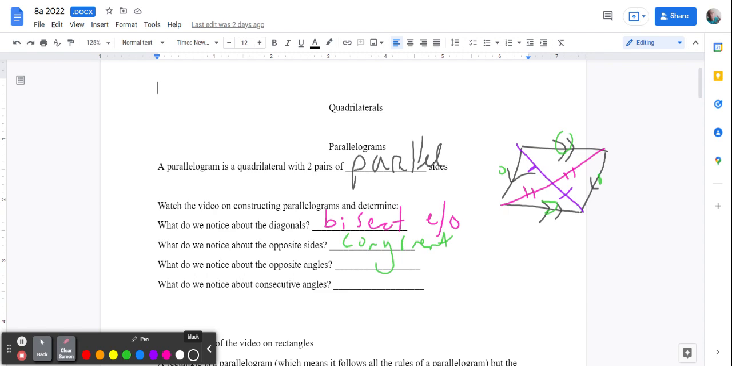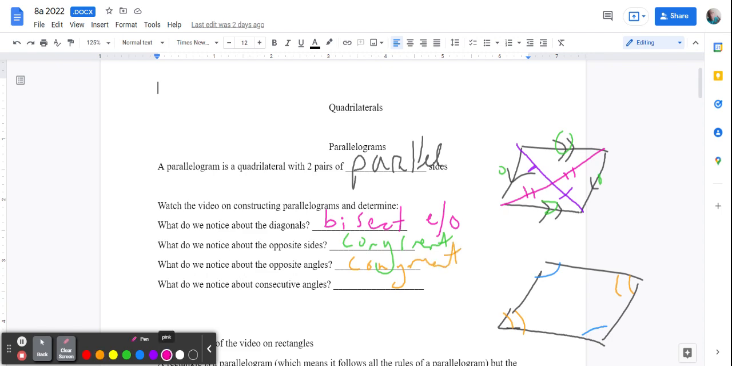Next thing in a parallelogram, we're going to notice that opposite angles are going to be congruent to each other. So what's going to happen is, this blue angle is going to be congruent to that blue angle, and this orange angle here is going to be congruent to that orange angle there. So opposite angles are going to be congruent to each other.